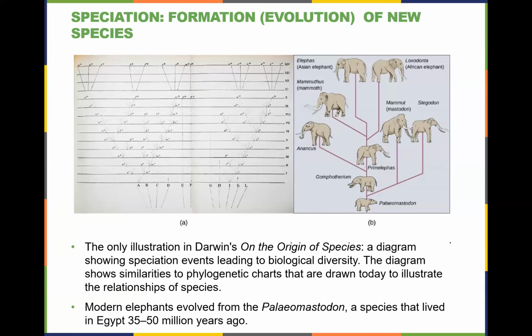Chapter 1. We will finish this chapter 1 today. So the next topic is about speciation. What is speciation? Speciation is the formation or evolution of new species.